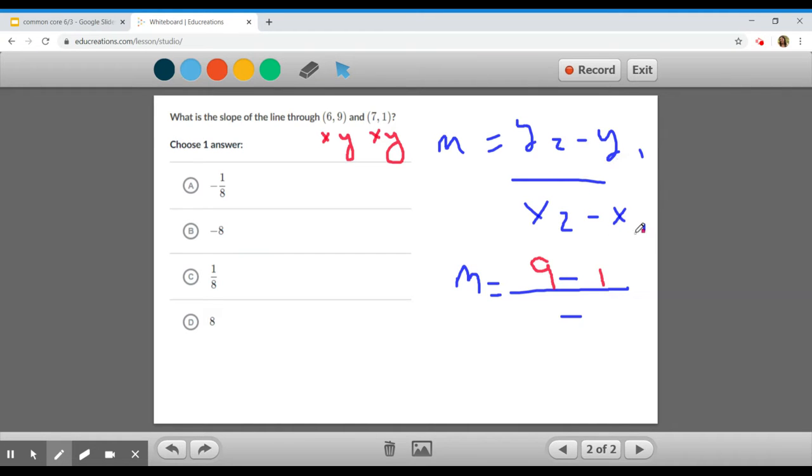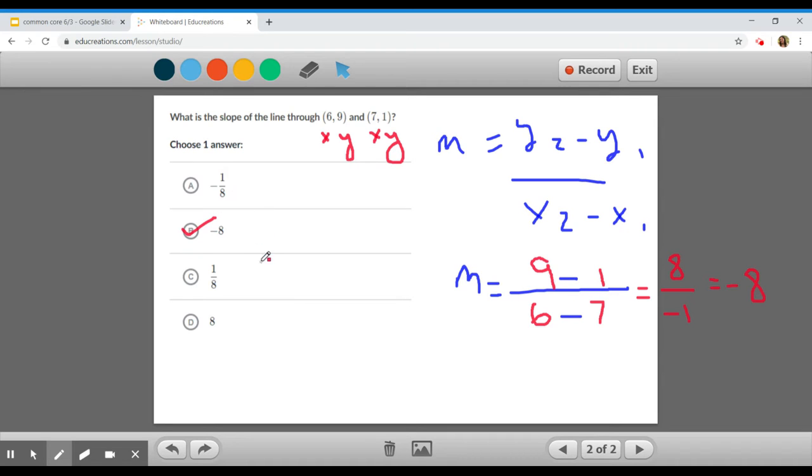All these numbers do is give us an order to work in. If I did 9 minus 1, I have to do 6 minus 7. I have to go in that same order for my denominator. Now I'm going to simplify. 9 minus 1 is 8. I'm careful with these signs. 6 minus 7 is -1. I'll be able to simplify. 8 divided by -1 is -8. So I have my right answer.